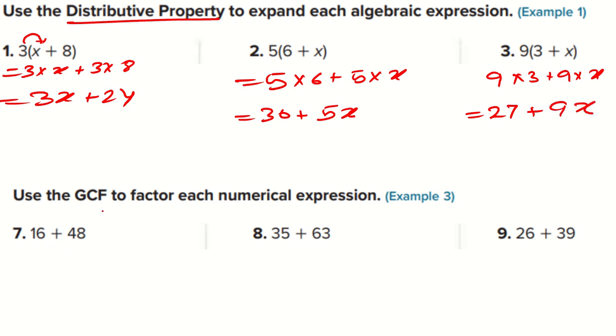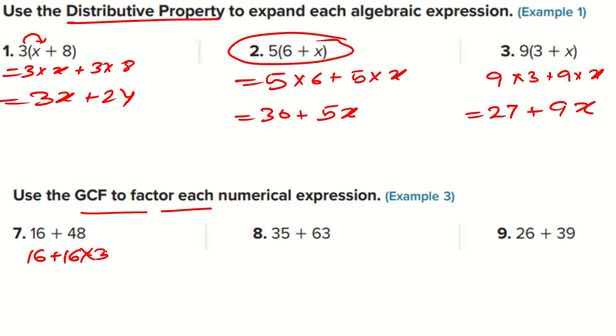Now use GCF to factor. Factor means you have to write like this. So let's see. 16 plus 48 can be written as 16 multiply 3. Students, if you have any problem in the calculation, the easiest way is to write the prime factors, but I have explained the prime factors already, so I am just telling you directly. So 48 can be written as 16 multiply 3. Now you see 16 can be taken common. Here nothing will be left, so 1 plus, and here 3. This is the answer.